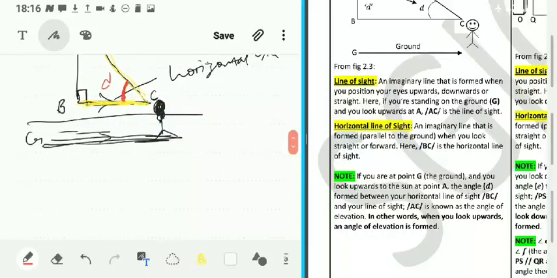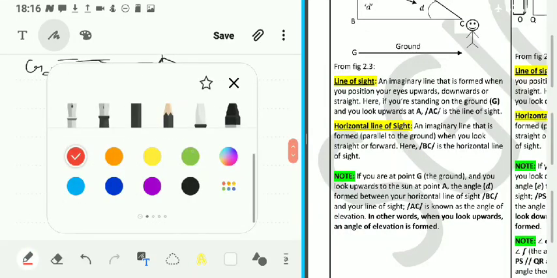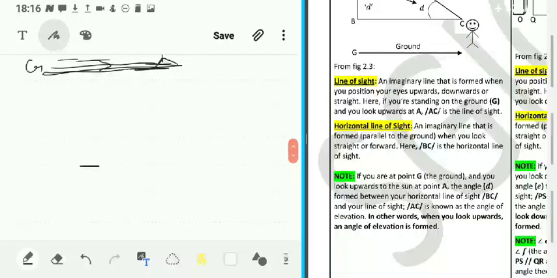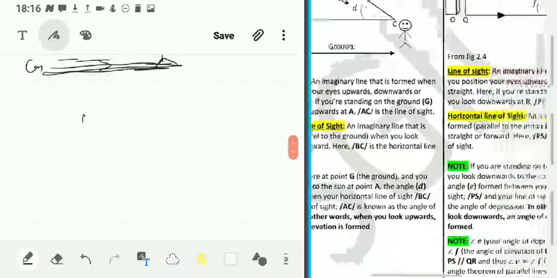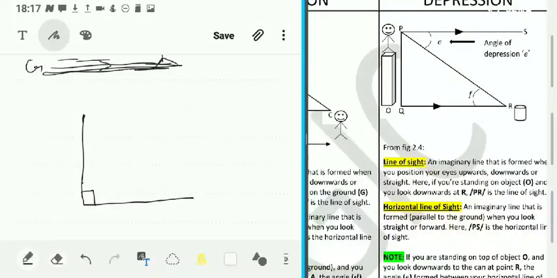I don't want to waste time on that. Let's look at the second one, the angle of depression. Let's look at the diagram that we have here. So we'll say this is a right angle triangle here. Now let me rub this off first.